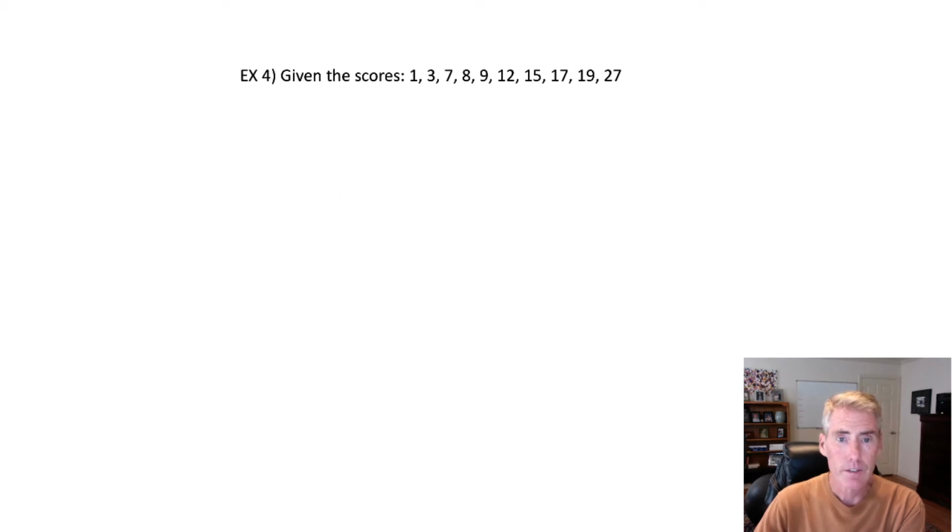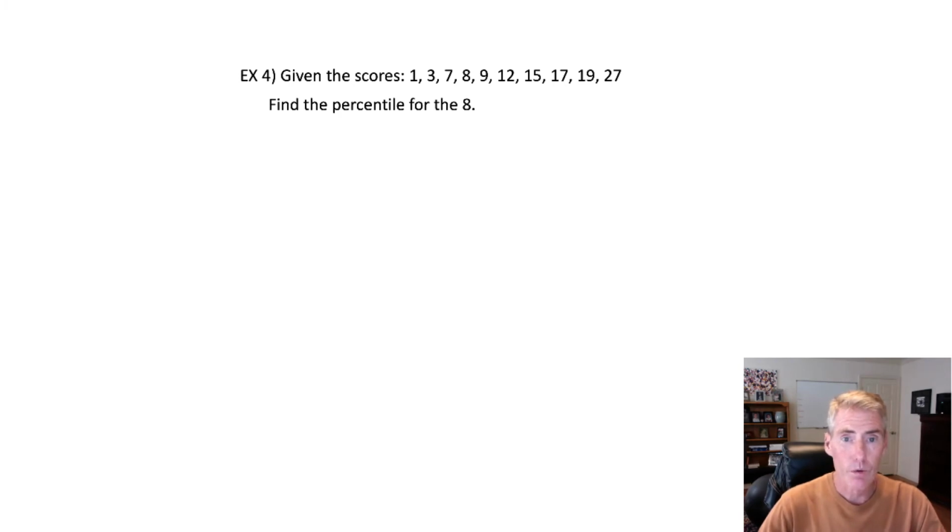So let's look at this example. So I just randomly made up some numbers. 1, 3, 7, 8, etc. Find the percentile for the 8. So first, count how many scores are less than it. 1, 2, 3 scores are less than it.